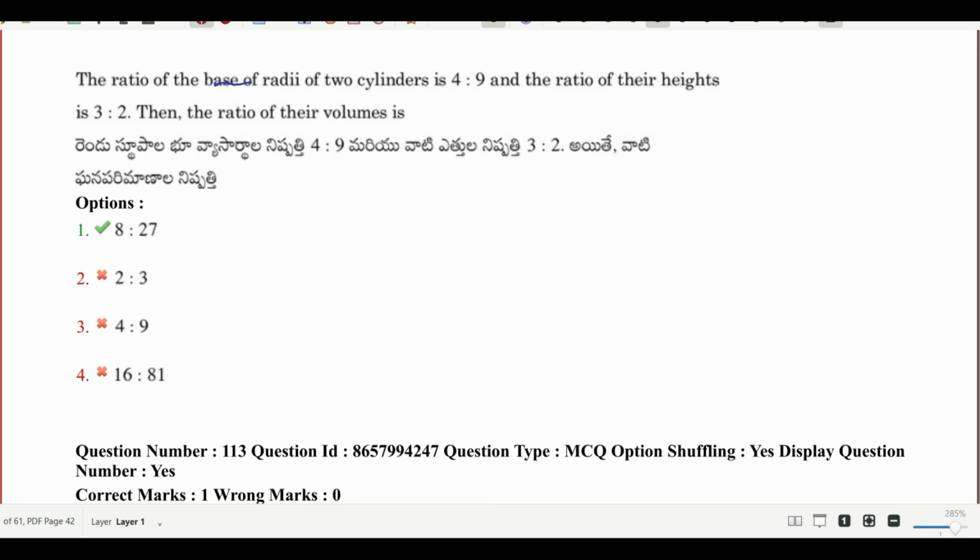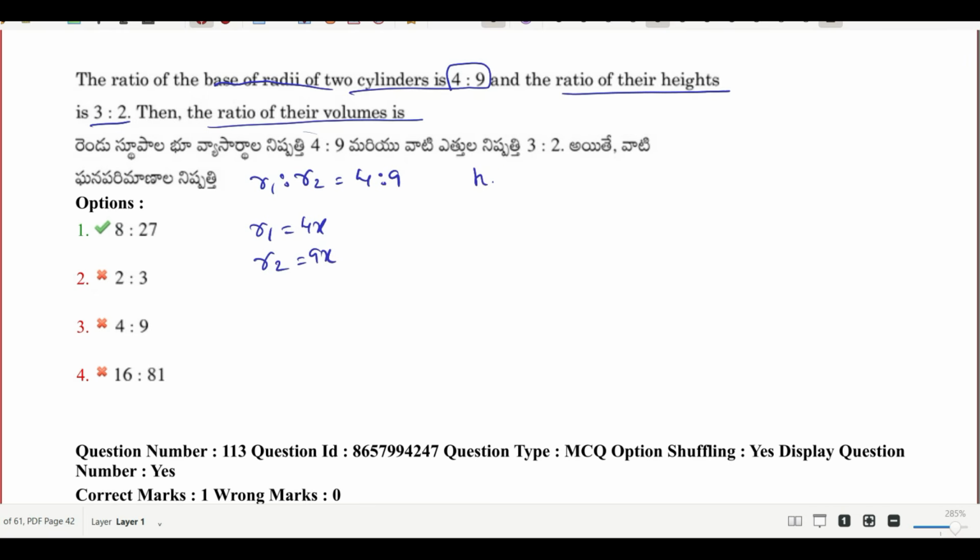The ratio of the radii of the bases of two cylinders is given as 4:9. The ratio of their heights is given as 3:2. Then find the ratio of their volumes. So we have been given the ratio of the radii of two cylinders. Radius 1 is to radius 2 as 4:9. From this we can assume radius 1 as 4x and radius 2 as 9x.